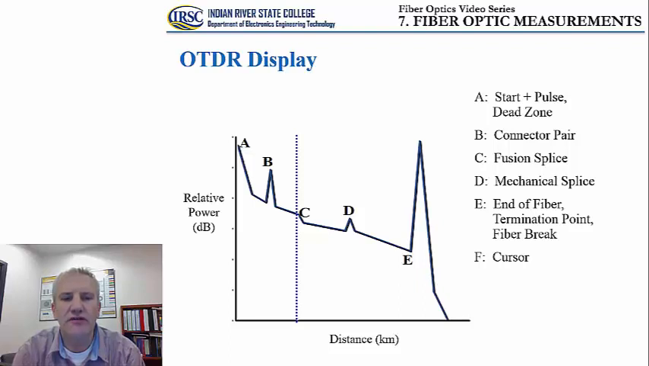At certain points along the curve you have certain events, shown here as A, B, C, D, E, where certain losses occur. Based on the shape of these events along the curve, you may identify whether you are dealing with a connector loss, fusion splice, mechanical splice, or end of a fiber. For example, if you have an upward peak, such as in the case of event B, we are dealing with a connector loss, as opposed to a downward drop, such as the event labeled here as C, that would indicate a fusion splice. So you can identify exactly where, at a certain distance away from you, you have a certain type of event, be it a connector loss, splice loss, or other types of loss that may occur along the fiber.